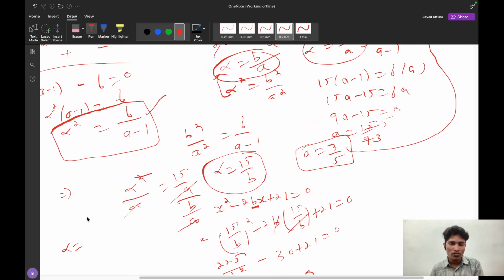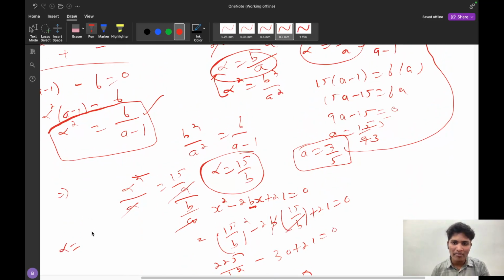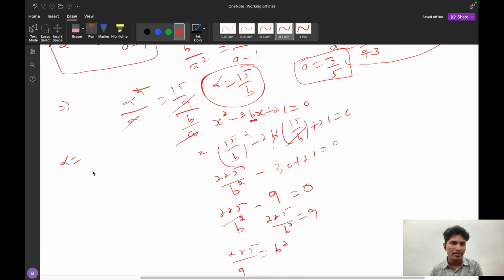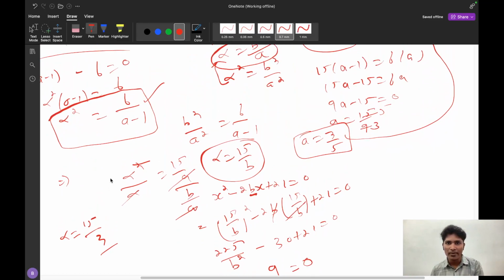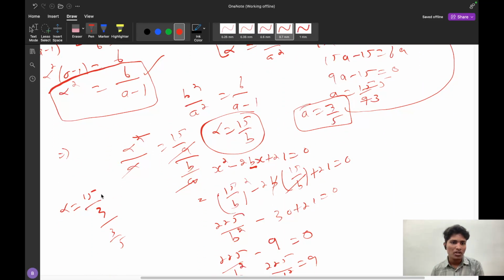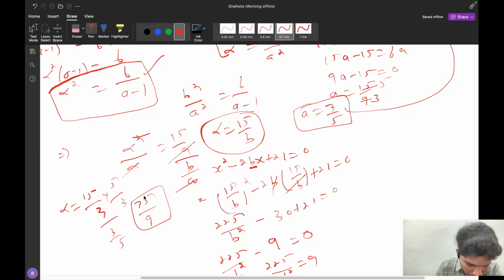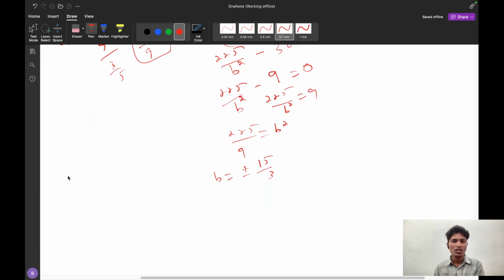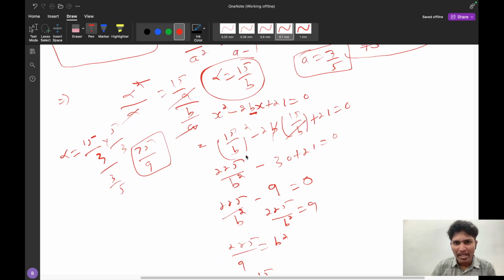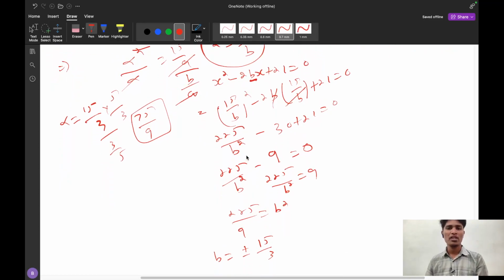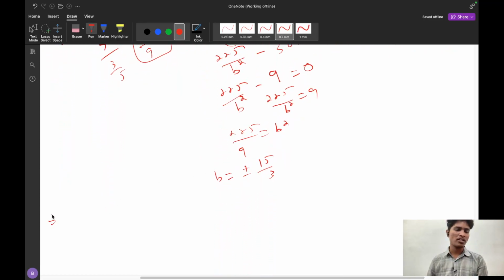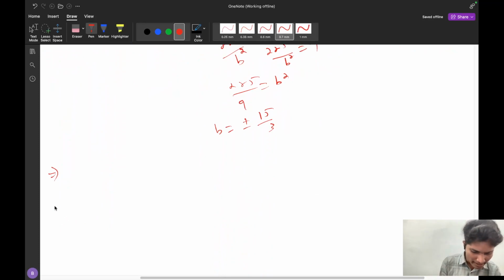Alpha is equal to b by a. What is the value of b here? The value of b is 15 by 3, divided by, what is the value of a here? A value is 3 by 5. So it is 5 divided by 3, 75 divided by 9. Basically, guys, there is some mistake in calculating b. I can again solve this equation later, because there is a slight error in the question here.